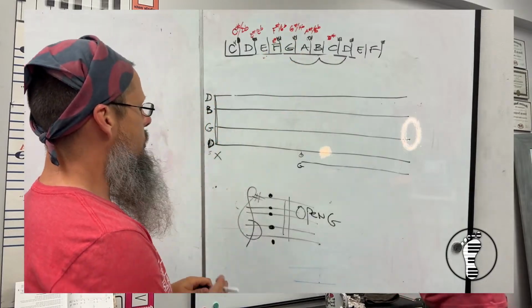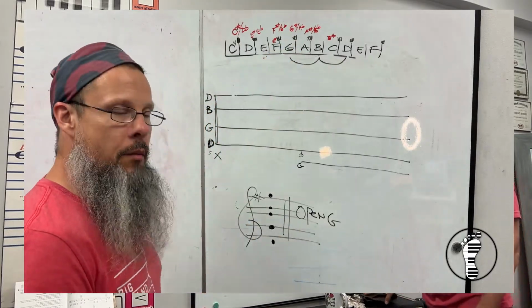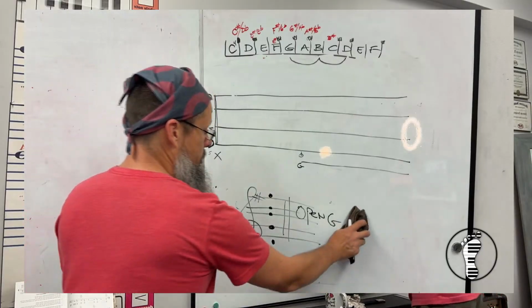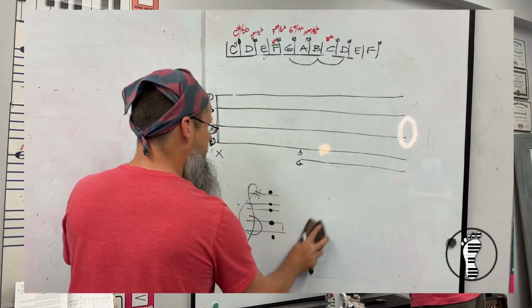Ta-da! So when you learn one open tuning, you can move it around with a capo. That's what I would suggest in the first year or so. And then learn a bunch of rolls. Get yourself a teacher. Have fun.